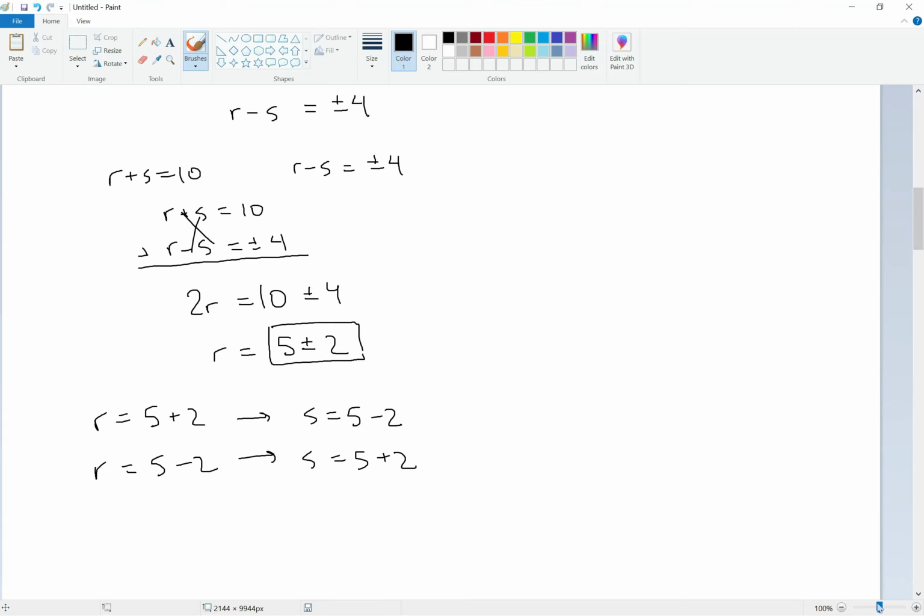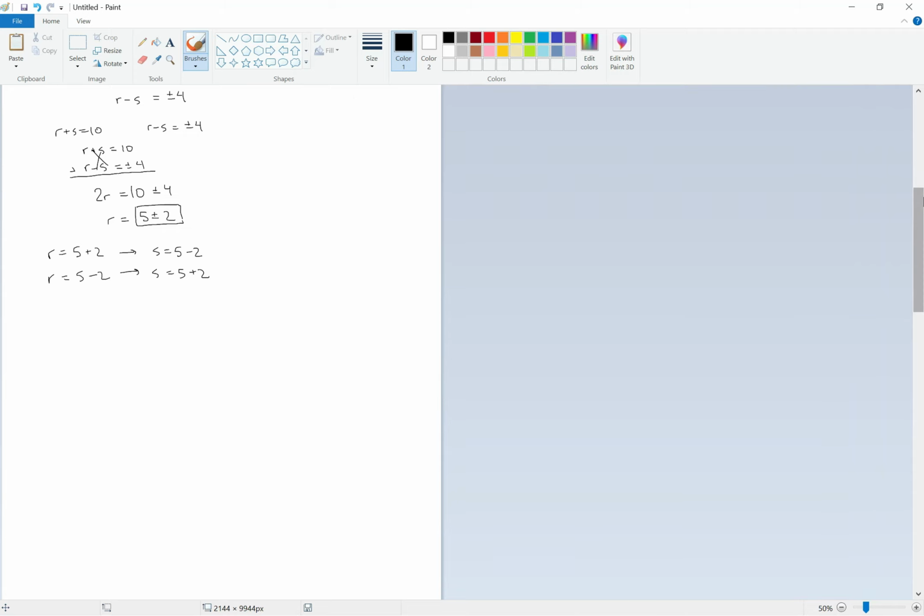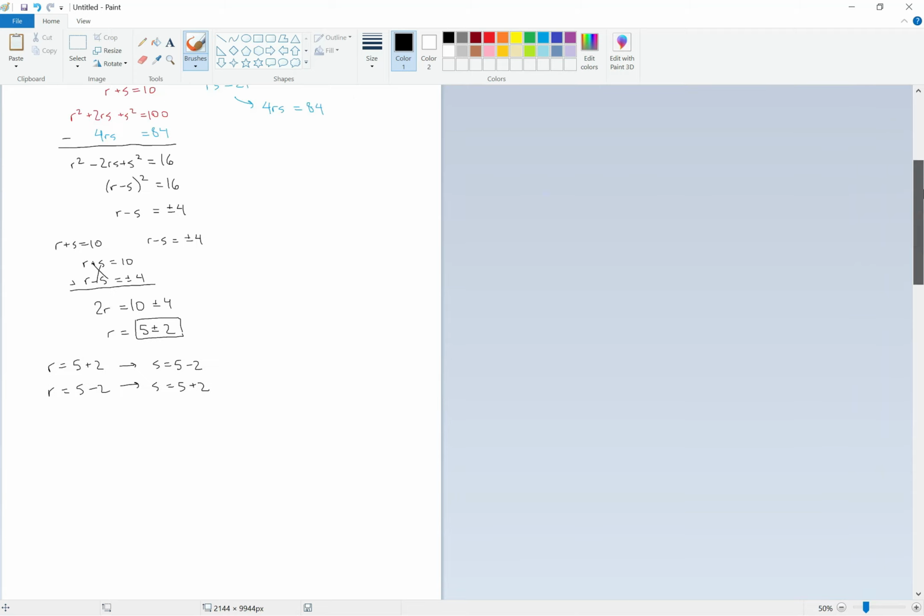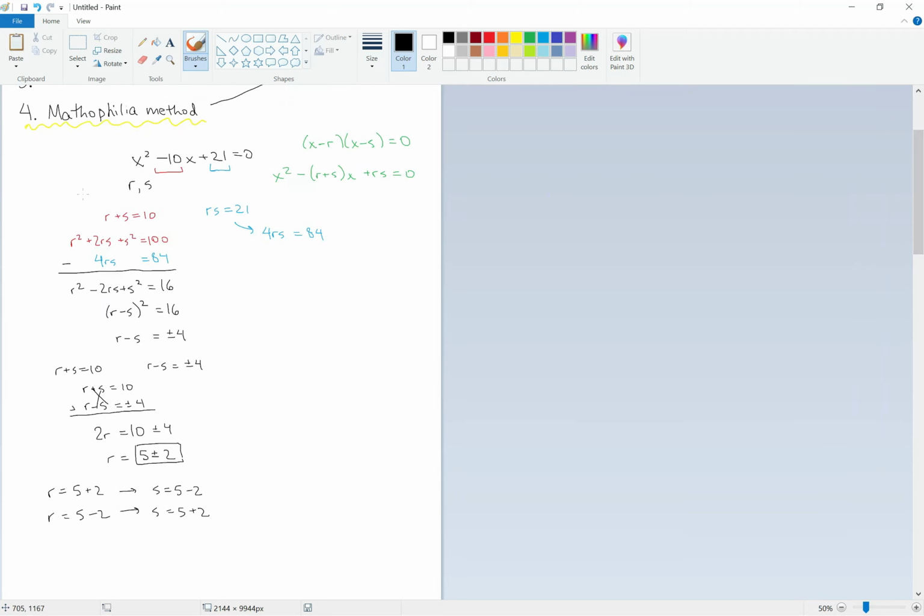So if you're wondering how this is a derivation of the quadratic formula, if you tried doing this method on a quadratic ax squared plus bx plus c, and you did all of these steps on that, then you would actually end up with the quadratic formula. And that's the whole Mathophilia method.